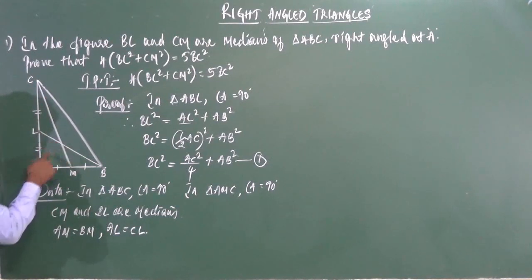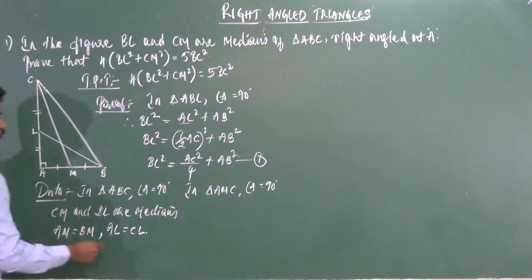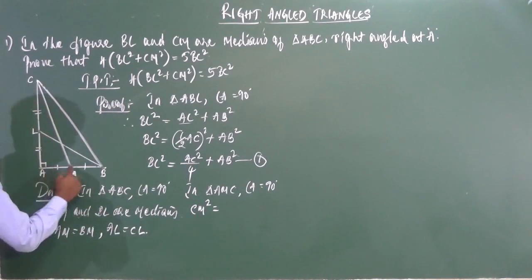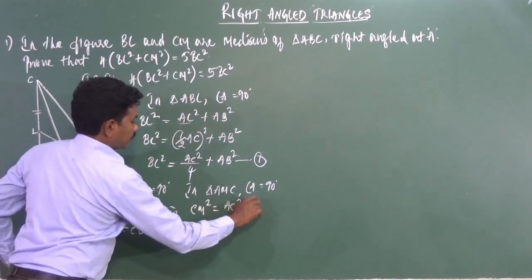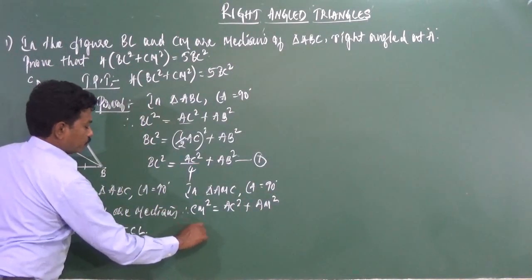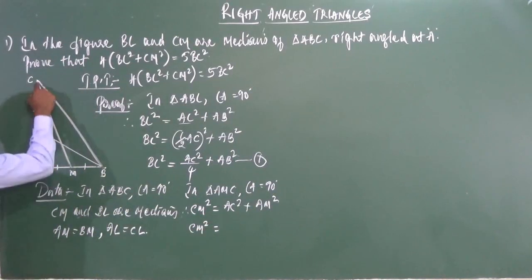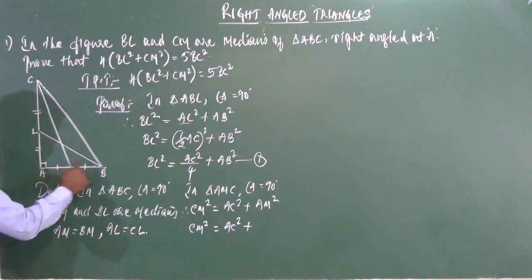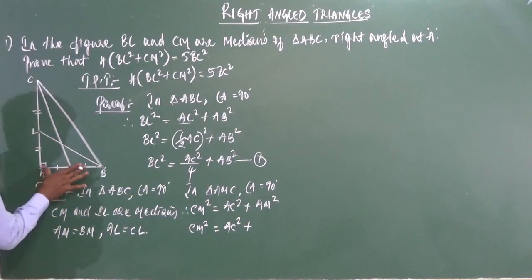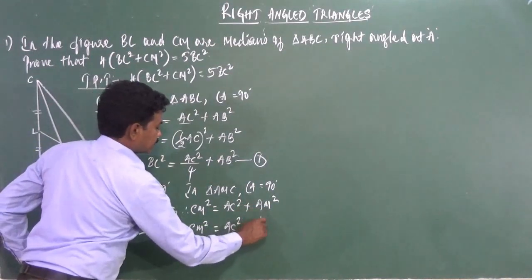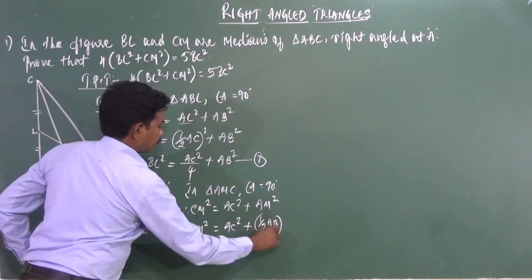Therefore when we apply Pythagoras theorem, opposite to 90 degrees is CM square. So CM square is equal to AC square plus AM square. AM is half of AB. So therefore AM can be taken as half of AB whole square.